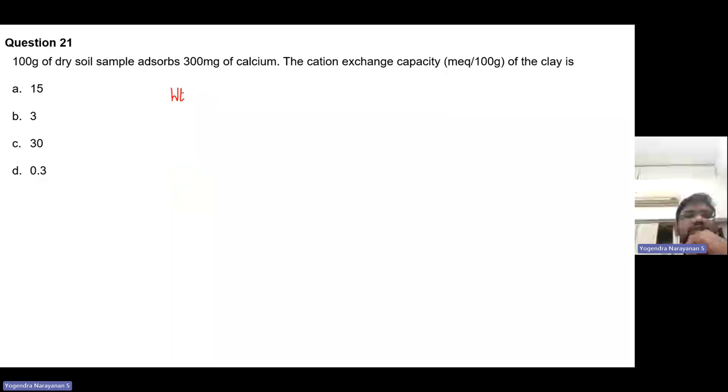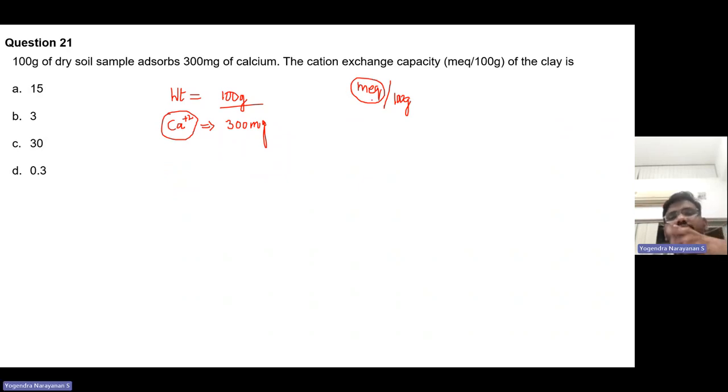Now, weight of the soil sample is 100 grams. And in 100 grams, calcium ions absorbed is 300 milligrams, which is the given problem statement. And the cation exchange capacity of the clay is? Now, the unit of cation exchange capacity is usually milliequivalents per 100 gram. So obviously we took 100 grams, so this is being taken care of. Now the issue is we have to convert the given calcium ion to milliequivalents or equivalents.